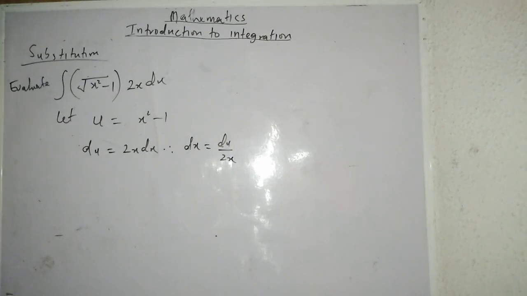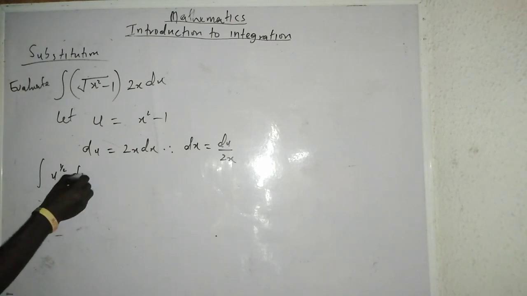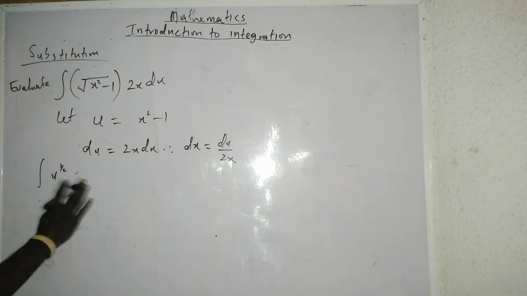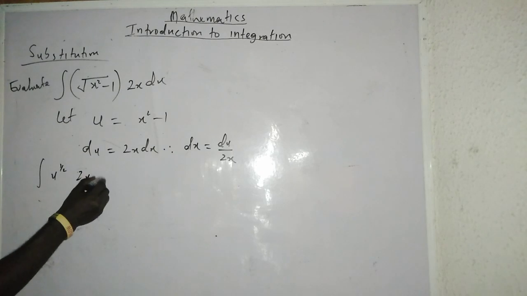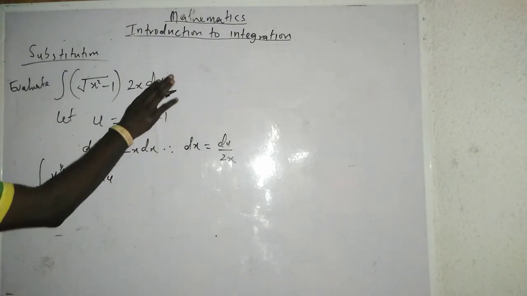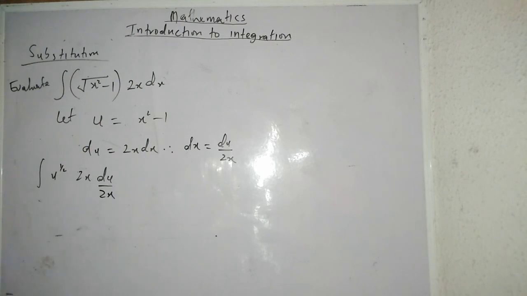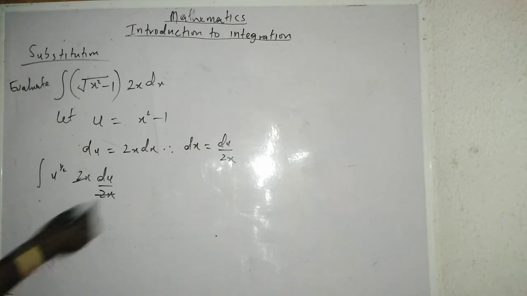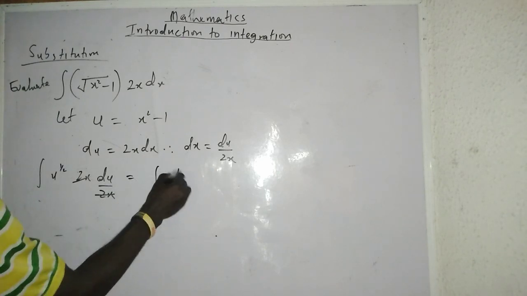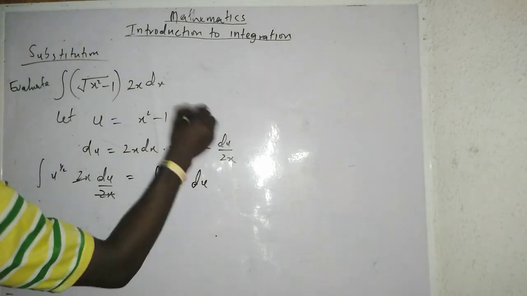Now I will go back to where I'm coming from. I have the integral, everything remains u raised to the power 1 over 2 with our laws of indices. Now we have 2x du, this is du all over 2x. This will surely cancel this. I am left with the integral of u to the 1/2 du.